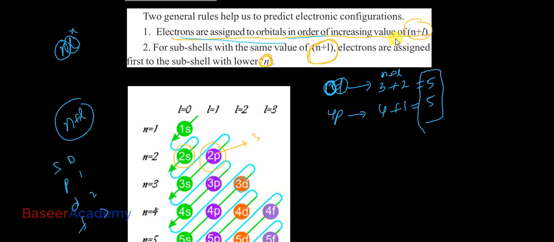It says that the electrons will occupy the orbital which has a lower n plus l value. In case both the n plus l values are equal, then it will occupy the orbital which has lesser n value. As simple as that.